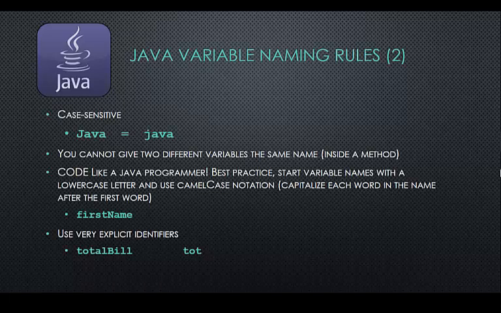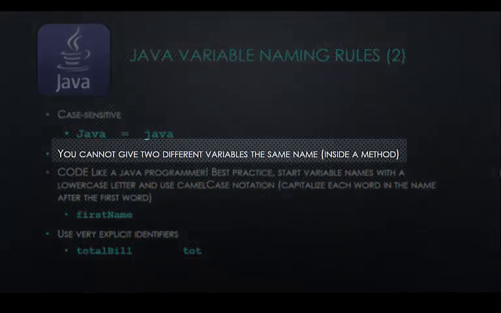Java is what's known as a case-sensitive language. That means that anytime you use a capital letter, it's not the same as using a lowercase letter. We saw this a little earlier in the slides last week. So, Java with a capital J is not the same as Java with a lowercase j in a Java program. Another rule is that you cannot give two different variables the same name inside a method.